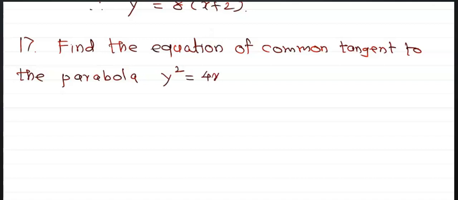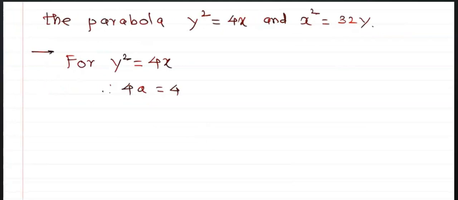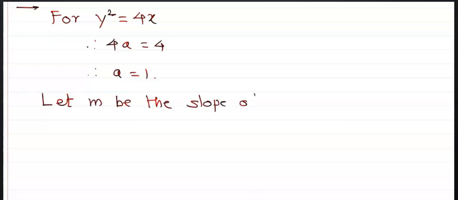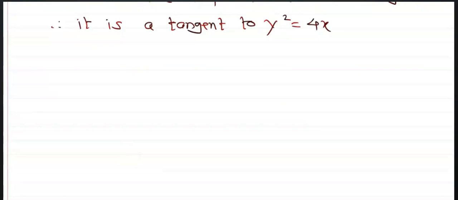Now the problem number 17. Find the equation of common tangent to the parabola y square is equal to 4x and x square is equal to 32y. For y square is equal to 4x, 4a is equal to 4. Therefore, the value of a is 1. Let m be the slope of the common tangent. It is a tangent to y square is equal to 4x.